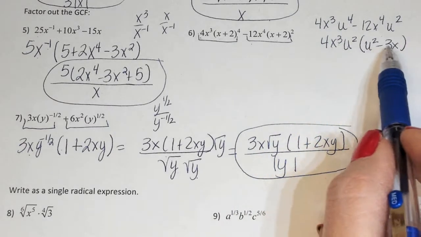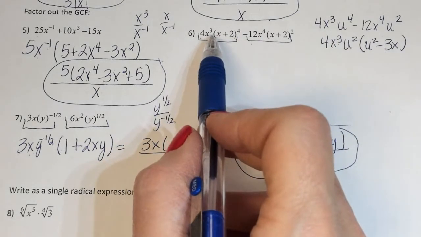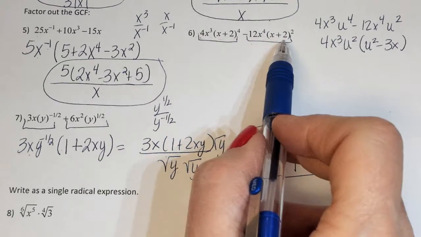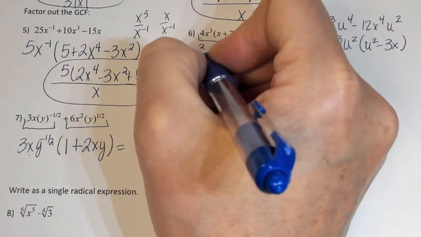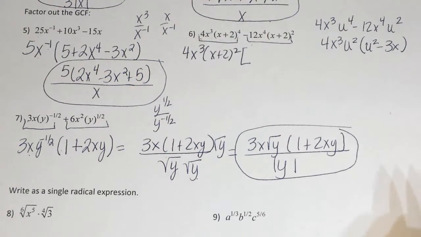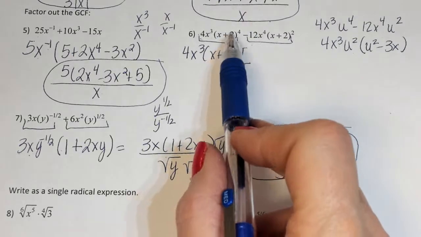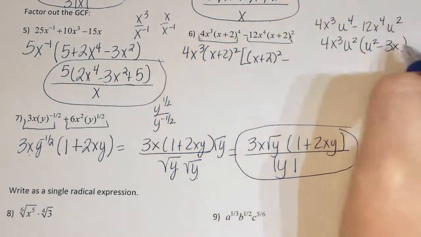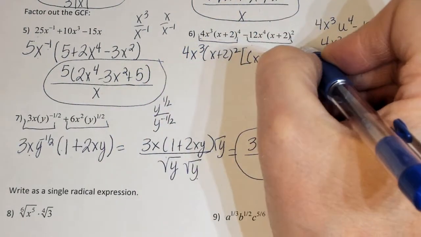And then I would have to check to see if this can factor down anymore, but it can't. So that's the same thing I'm going to do here. It's the same problem, but now instead of being u's, these are x plus 2. So I'm going to factor out a 4x cubed times x plus 2 squared. See, same thing. What I have left then is x plus 2 squared minus this divided by this, which is just 3x.